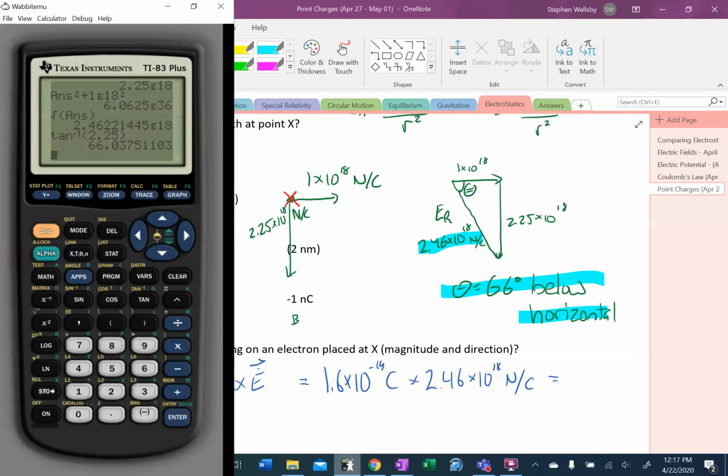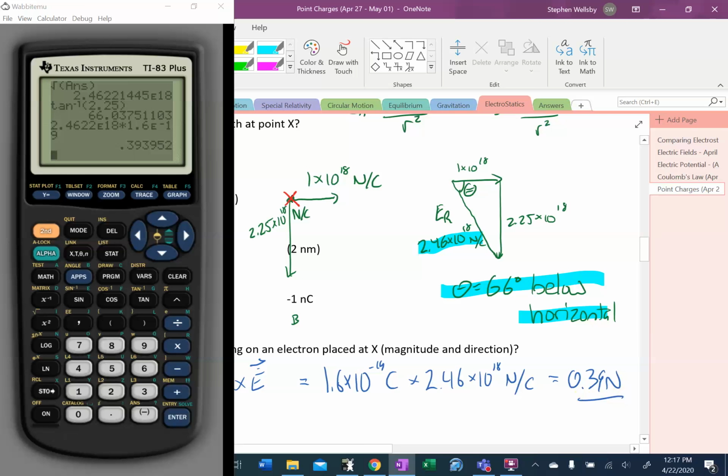So let's solve for this one here, 2.46 times 10 to the 18 multiplied by 1.6 times 10 to the negative 19. And that gives us 0.39 newtons. So that's going to be the force acting on the electron. Now the follow-up question to that is, what direction would it be?